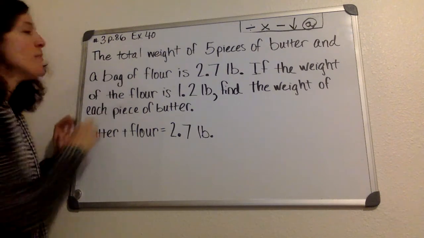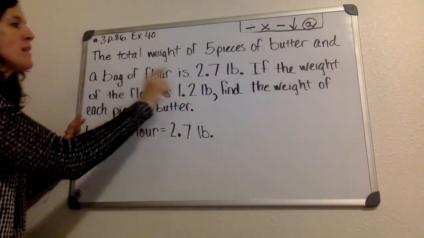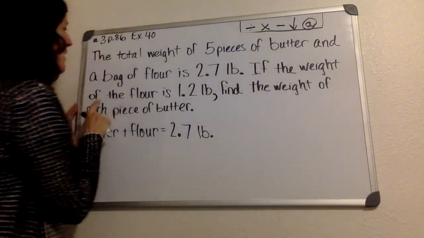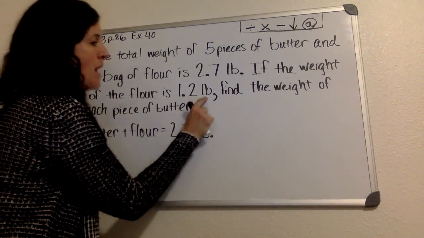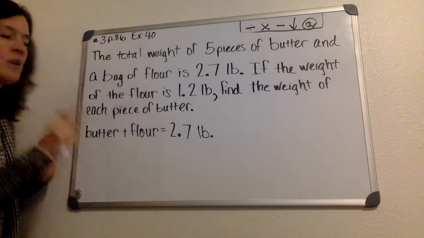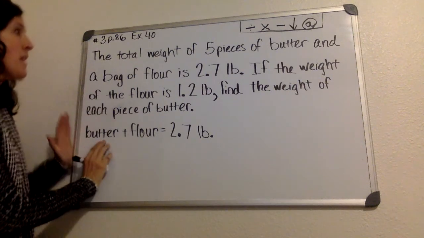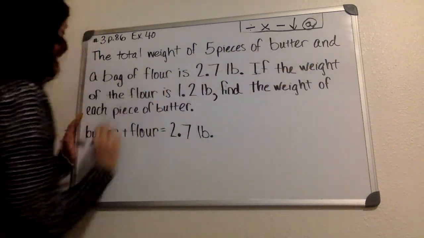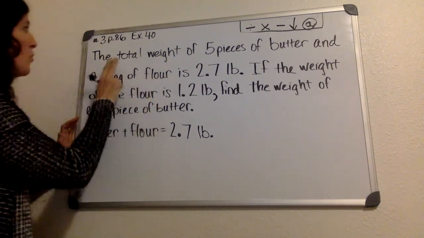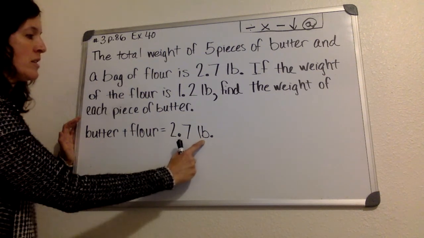Let's go ahead and read our problem first. The total weight of 5 pieces of butter and a bag of flour is 2.7 pounds. If the weight of the flour is 1.2 pounds, find the weight of each piece of butter. Okay, so we know that the 5 pieces of butter plus a bag of flour, the total weight is 2.7 pounds.